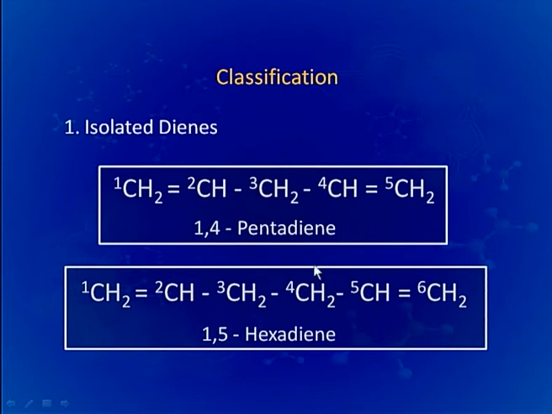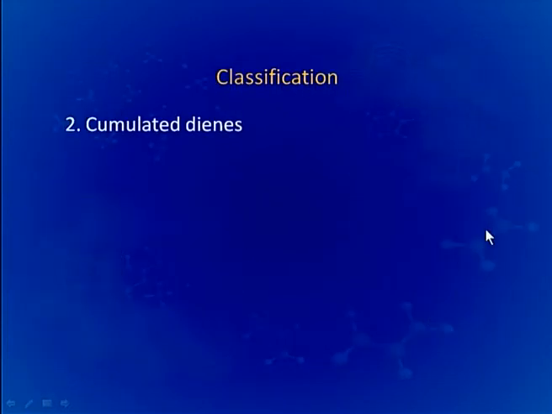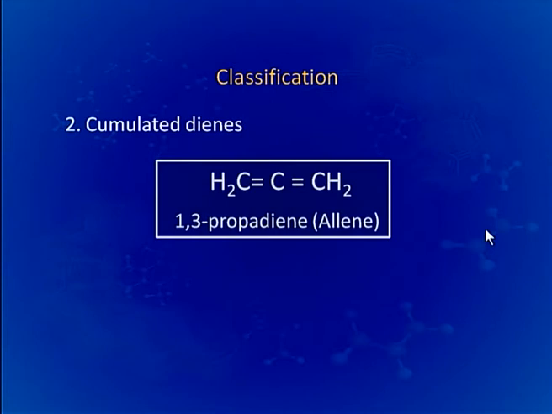Here also we can see their nomenclature, 1 for this and then 4 for the second double bond and then there are a total of 5 carbon atoms and hence the name will be 1,4-pentadiene. Second category of the diene is the cumulated diene. Cumulated diene means the double bonds are present at adjacent positions. They are commonly known as allenes.